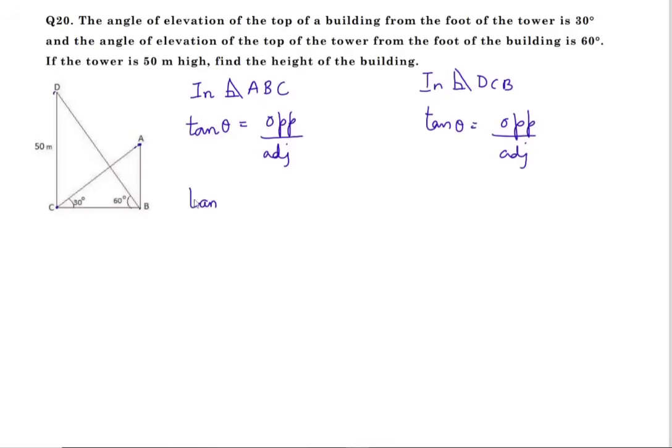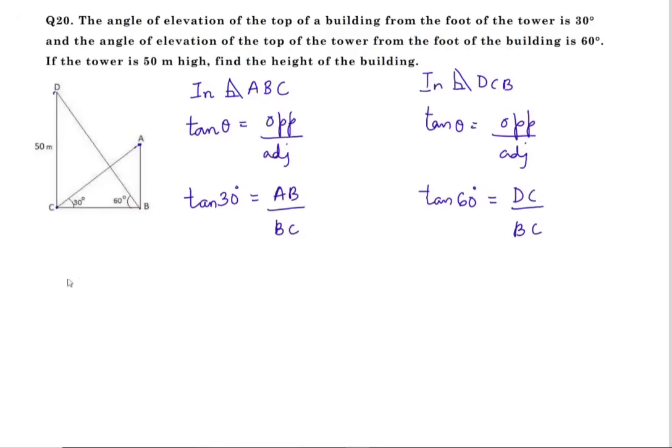Now what is theta? For right angle triangle ABC, it is 30 degree. Now tan 30 degrees equals, what is opposite? It is AB by adjacent is BC. Now what is theta in right angle triangle DCB? It is tan 60 equals, what is opposite? Opposite is DC by adjacent is BC.